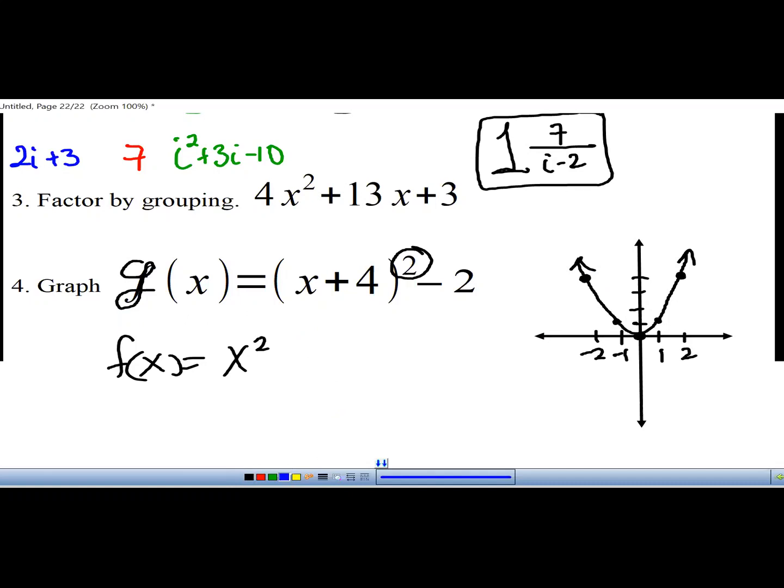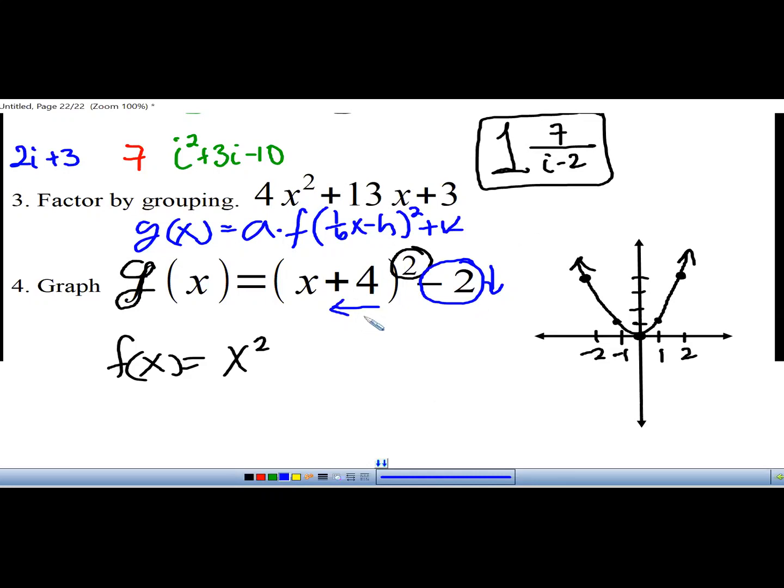So, what parameters do they give us? Look at it. Now, some of you are like, I don't see them. Well, remember the general rule, g of x equals a times f of 1 over b x minus h, squared, plus k. So by looking at it through that lens, what are my parameters? Oh, we have k. Yeah, and that takes us what? Down. What else do we have? Oh, we have h. And since this is a positive, it's going to take us to the left 4 steps. So we take each point, 4 steps to the left, 2 down.